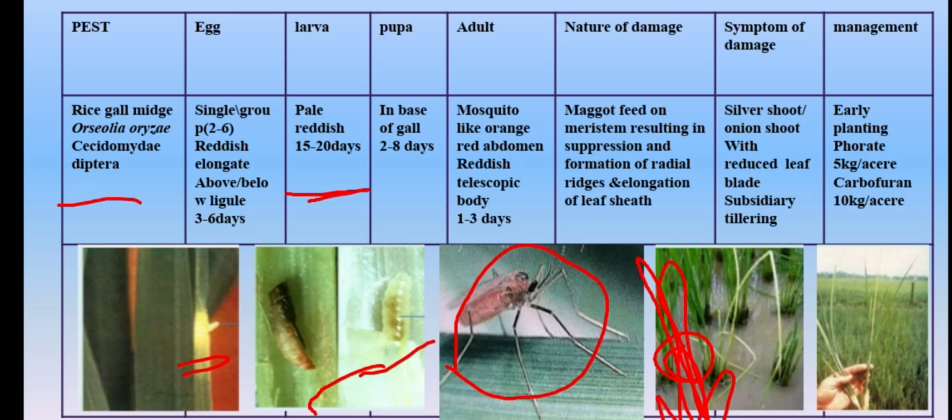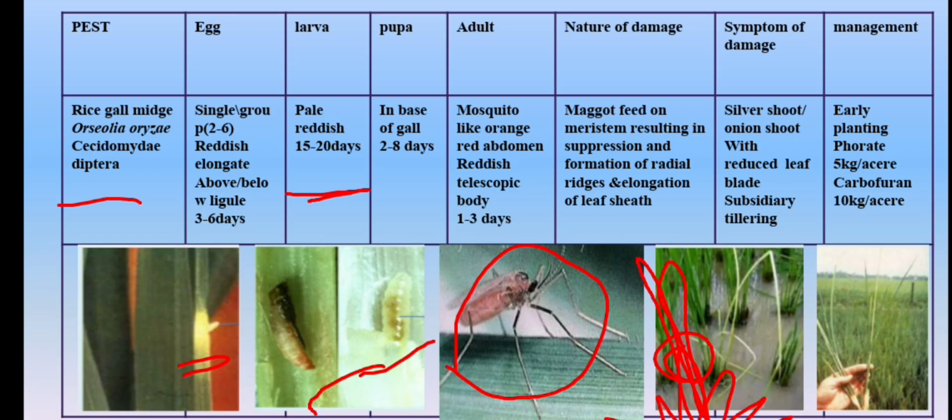And how the symptom will look: this elongated leaf sheath will look white in color. That's why we call it silver shoot or onion shoot. The leaf sheath will be reduced, it will become narrow, just looking like onion leaves, with very narrow tubular leaves. In the same way this leaf sheath will look. That's why the symptom is called silver shoot or onion shoot. And as the meristem is damaged, a larger number of side tillers will emerge from the plant. So subsidiary tillering will be there.